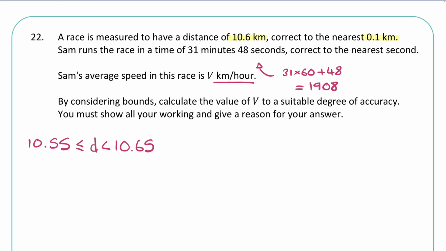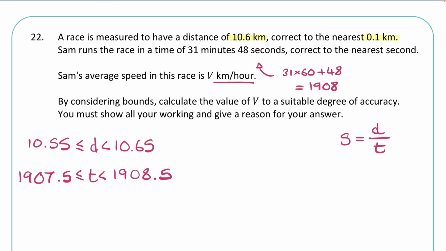1,908 seconds. So for our time error interval, which is correct to the nearest second, our upper bound for that would be 1908.5 and 1907.5. So we just need to remember as we go through this that we will be working at a speed in kilometres per second. So our formula for speed, distance, time is speed is equal to distance divided by time, which you can write as a formula triangle if you want. This one here, we're just working out speed, so we just need to do distance divided by time.